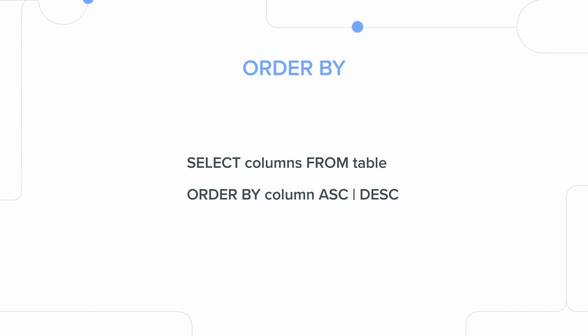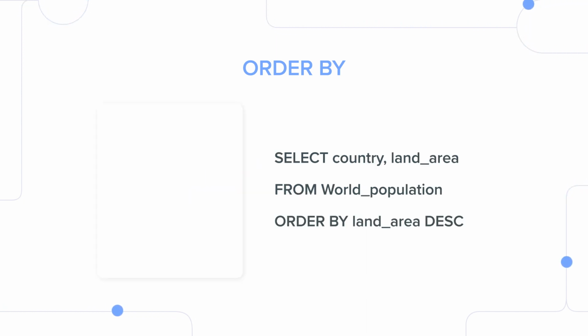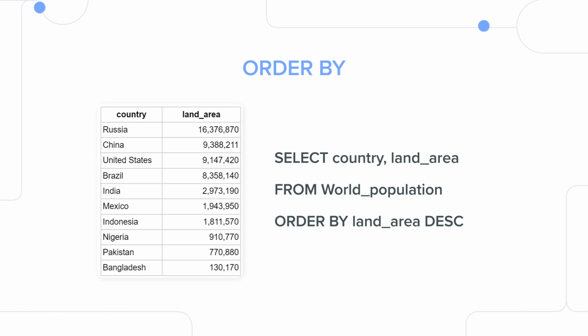If I use an order by statement, I can sort values from a specific column in ascending or descending order. Let's say I want to select these two columns, country and land area, and order the results by land area in descending order. Here's the result this query would return.